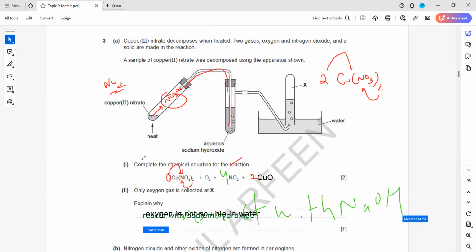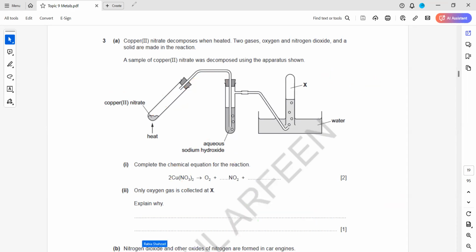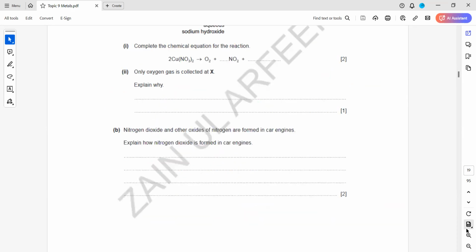So you will explain why only X is collected, because nitrogen dioxide is an acidic oxide and it will react with sodium hydroxide. That's why we only collect oxygen there. So you have to refer to nitrogen dioxide being an acidic oxide.